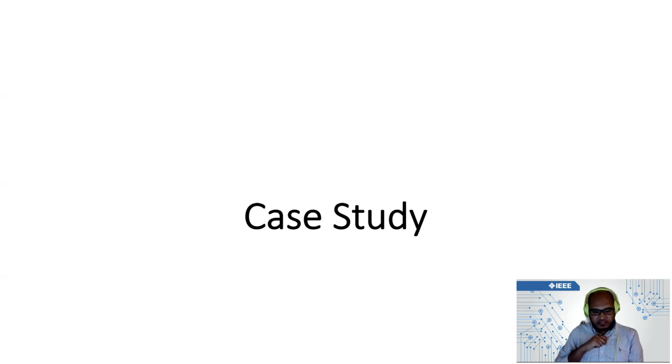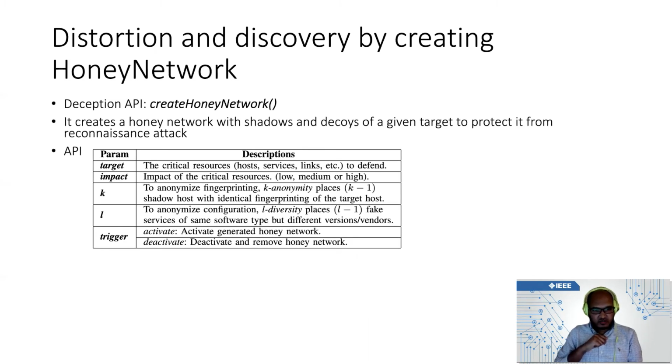Now we will discuss some case studies. The first one is distortion and discovery by creating a honey network. The API name is Create Honey Network. It creates a honey network with shadows and decoys of a given target to protect it from reconnaissance attacks. This is the API structure. It has several parameters. The two important parameters are K anonymization and L diversity.